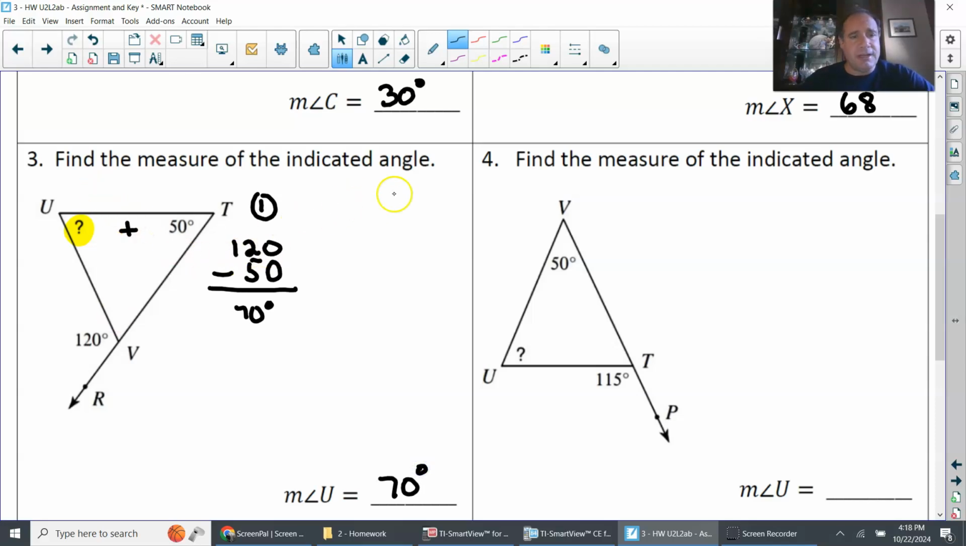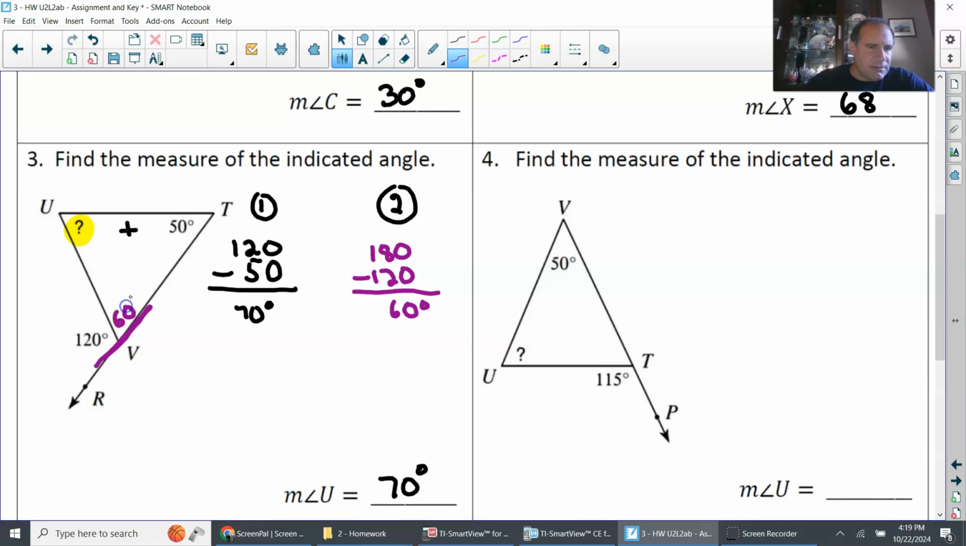Another way you could do this, which is the second way, is to notice this is a straight line. Straight lines equal 180 degrees. So the first thing that I'm going to do is 180 minus 120, because this now becomes 60.